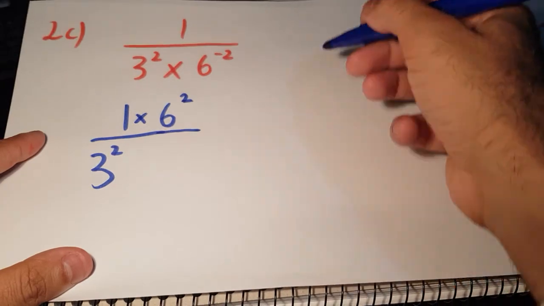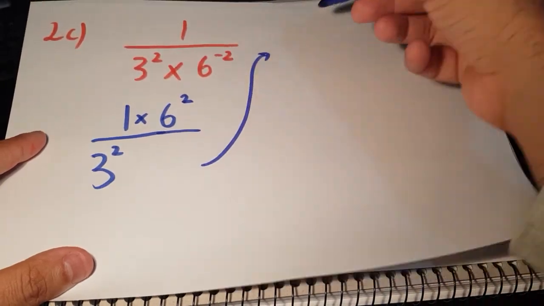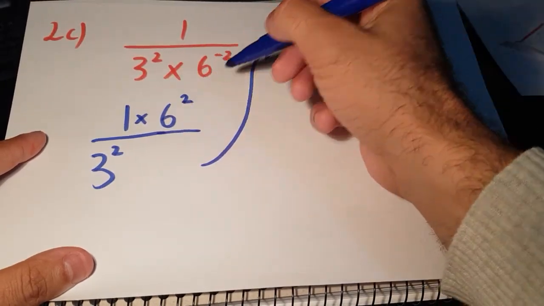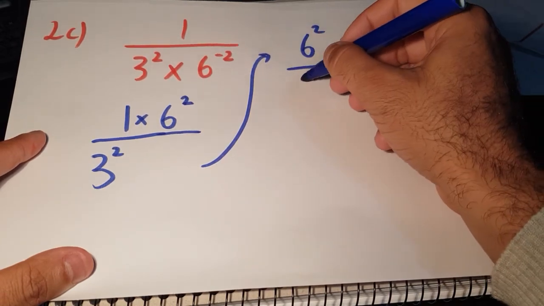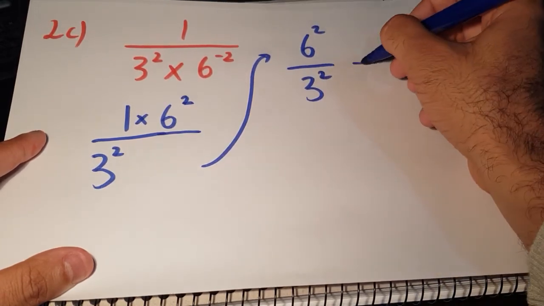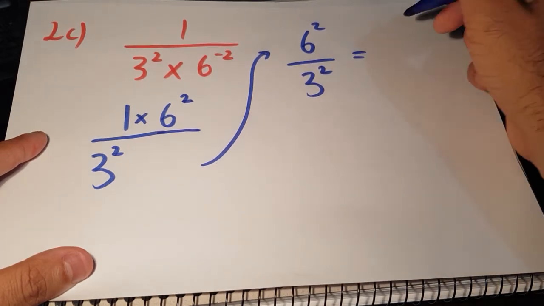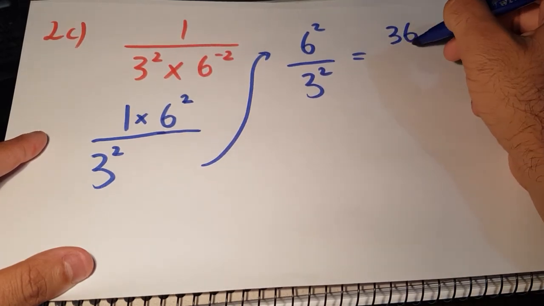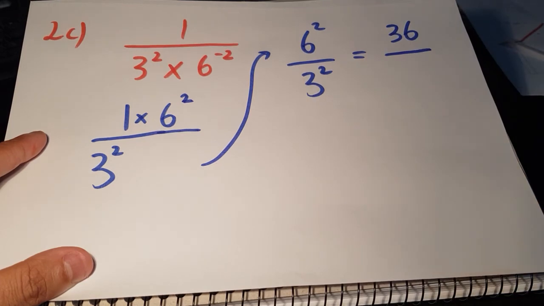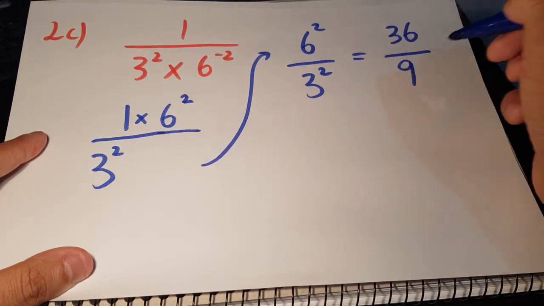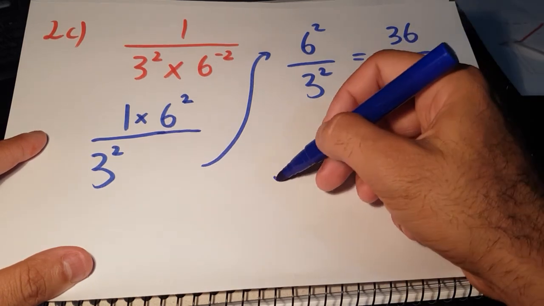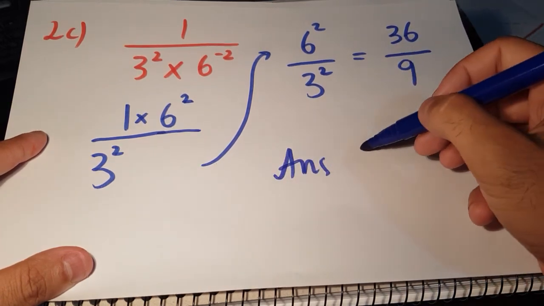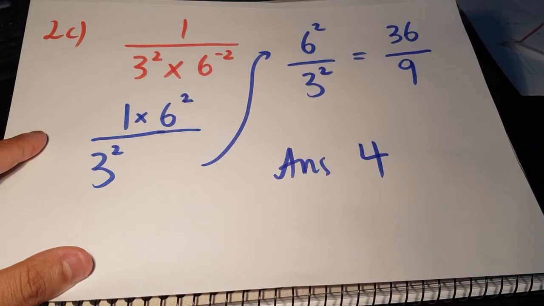Now, let's rewrite this again. It's pretty much 1 times 6 squared over 3 squared. And then what is 6 squared? We know it's 36. And 3 squared is 9. And what's 36 divided by 9? Well, the answer is 4. Thank you.